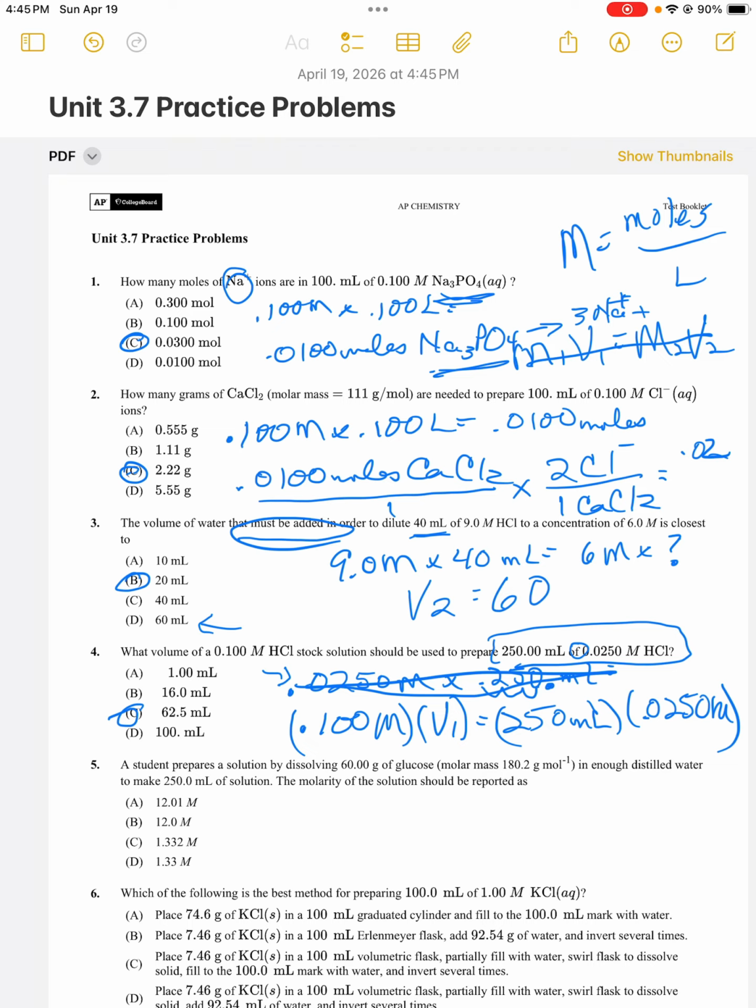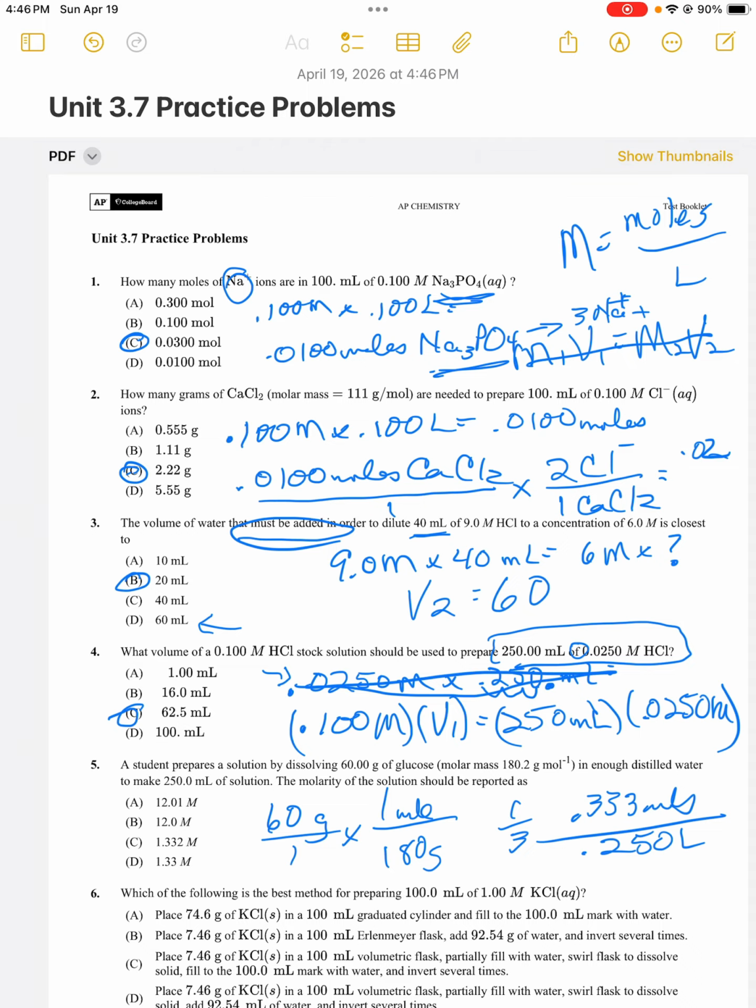Okay, a student prepares a solution by dissolving 60 grams of glucose in enough distilled water to make 250 milliliters. The molarity should be reported as, so we have to do a grams to moles. 60 grams divided by 180 grams per mole. So this is 1/3, right, one third of a mole. So 0.333 moles divided by 0.250 liters.